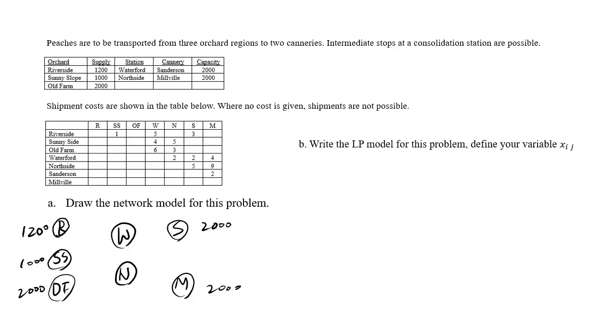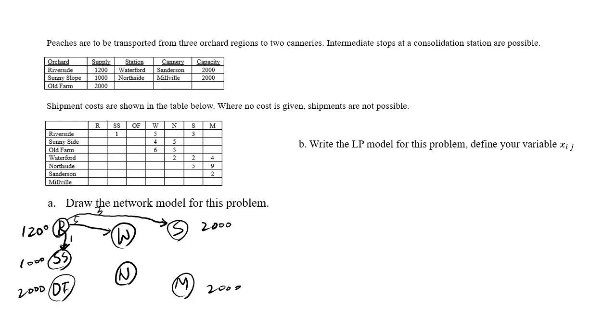Let's scan this table to draw any arrows. Riverside to Sunnyside. Okay, so you can send between origin nodes. That's something new, but just draw an arrow and put the 1 there. Riverside to Waterford, 5. Riverside to Sanderson. Okay, so you can send all the way there, and that's 3.